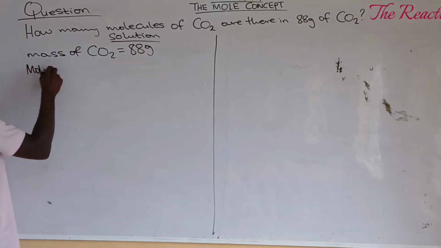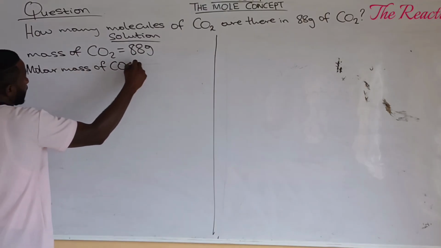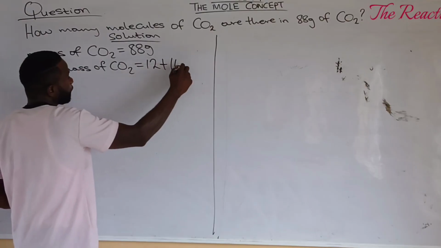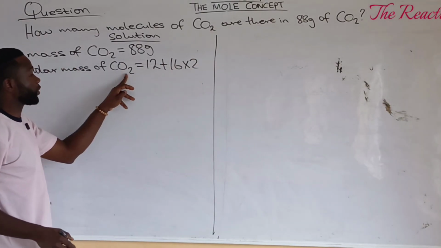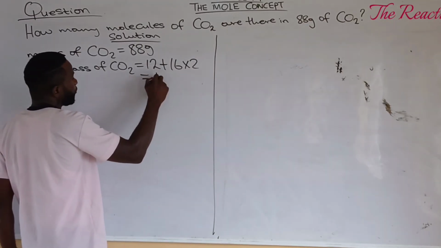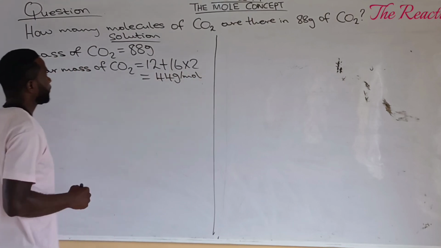The molar mass of carbon dioxide is 12 for carbon plus 16 for oxygen times 2. We are multiplying by 2 because there are 2 atoms of oxygen in this compound. And this is going to give us 44 grams per mole.